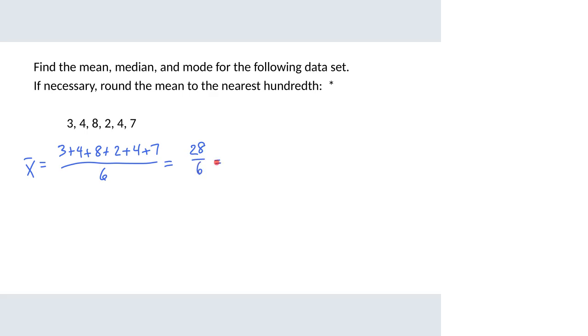We'll divide that and have 4.66666, and that keeps going. We were told to round to the nearest hundredth. So we'll round to the nearest hundredth. Look one space to the right. That's 5 or bigger, so we'll round this up to 4.67, and that's our mean. We were unanimous in the poll, which is excellent. So if you have questions, you let me know.